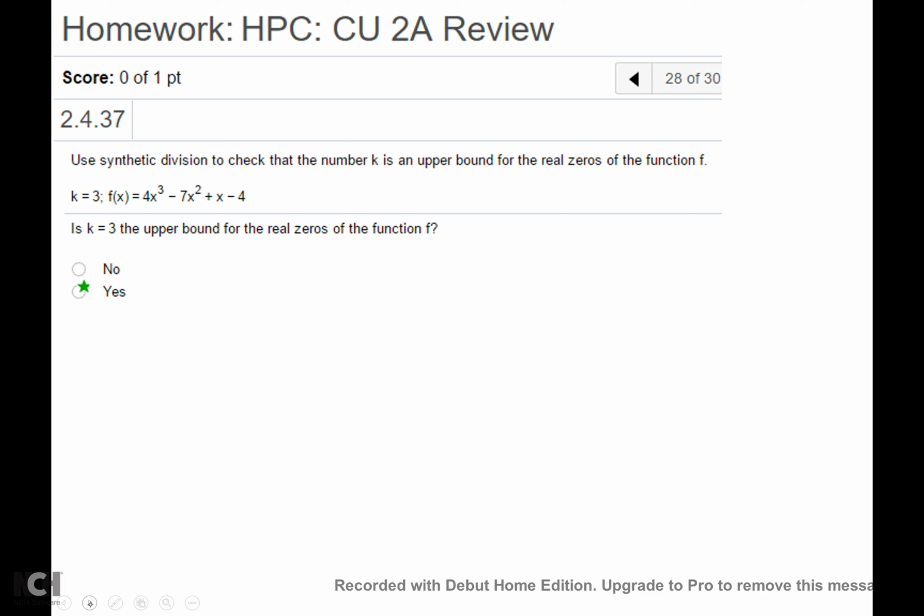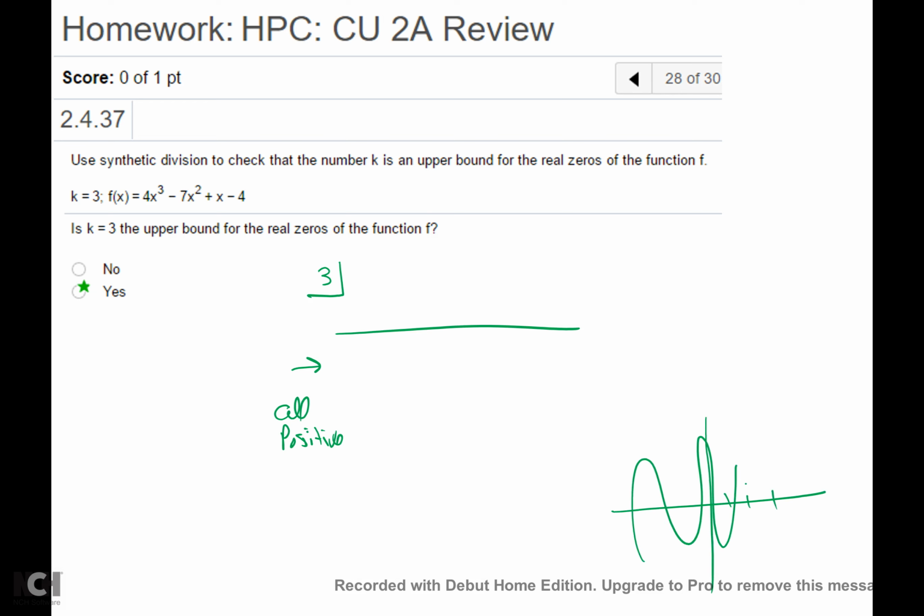Alright, use synthetic division to check that the number k is an upper bound for the real zeros of the function f. To be an upper bound, what that means is if you do synthetic division, this line here has to all be positive. If it's all positive, then you found an upper bound. And it's not a 0. What you're seeing is whatever this function does, does it cross again after 3, or is 3 the upper bound? In other words, it doesn't turn back around and cross over here anymore.